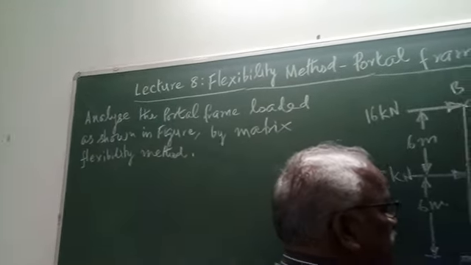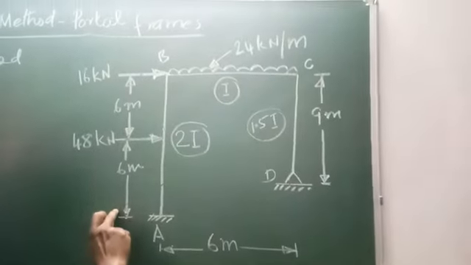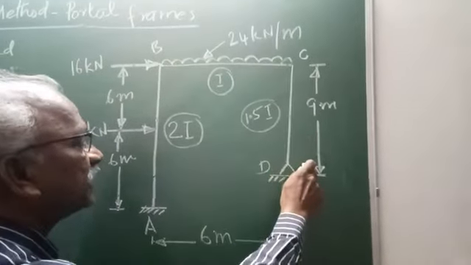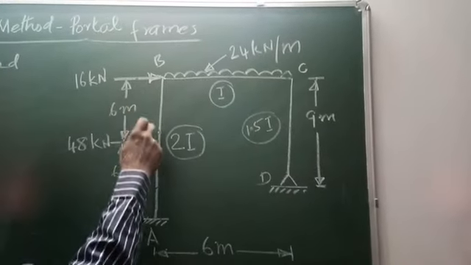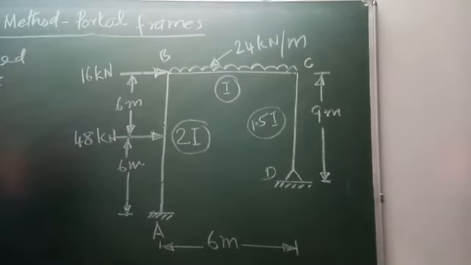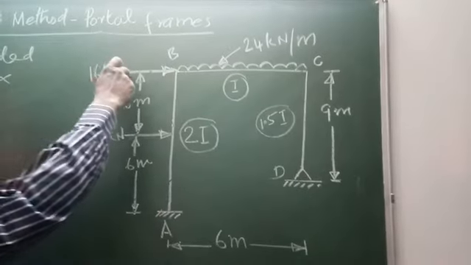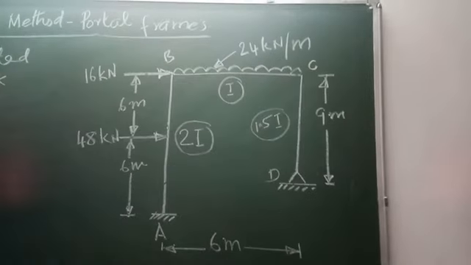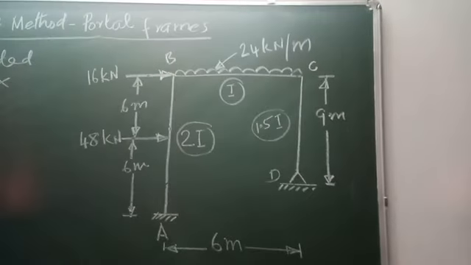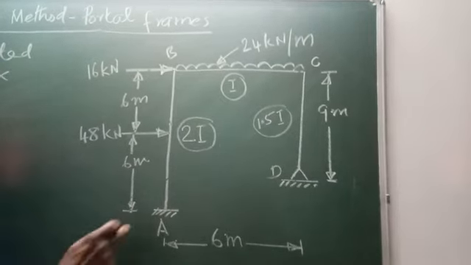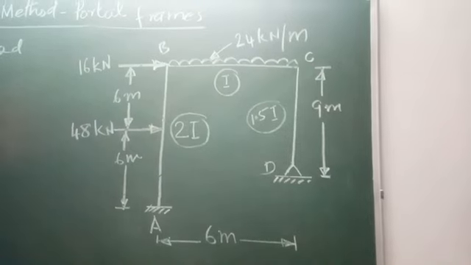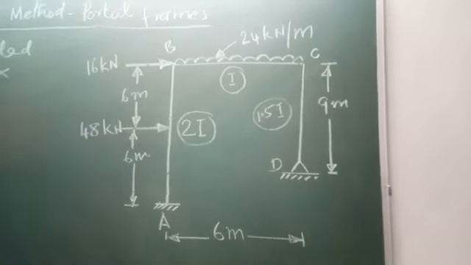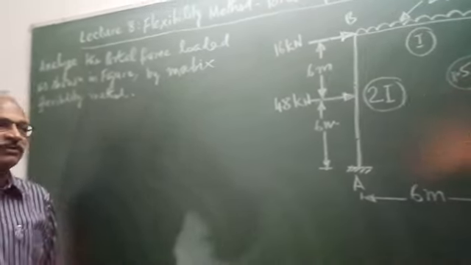Now this is of bay width 6 meters, left hand side column 12 meters height, right hand side column 9 meters height. It is subjected to UDL over the entire span, and also at the center, mid height of this column, there is a lateral load of 48 kilonewton plus there is a horizontal force of 16 kilonewton at the support B. This is the frame. Left side it is fixed, right side it is hinged. So in all aspects it is unsymmetrical. So we will discuss how to analyze this unsymmetrical portal frame.